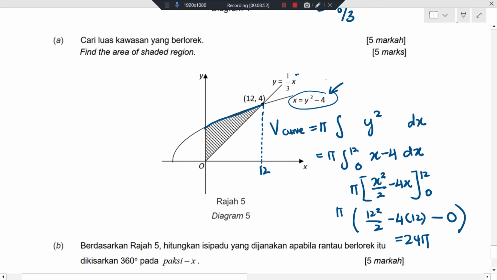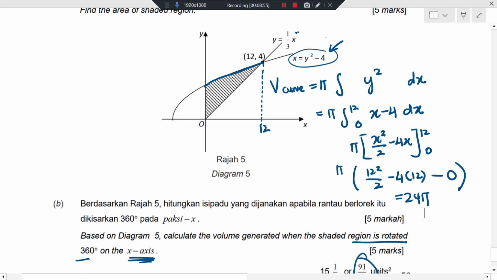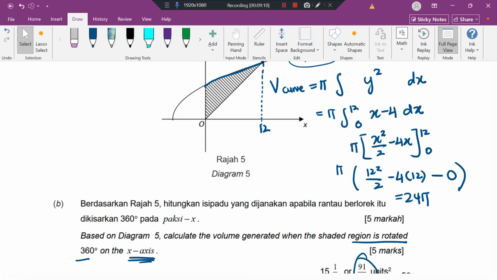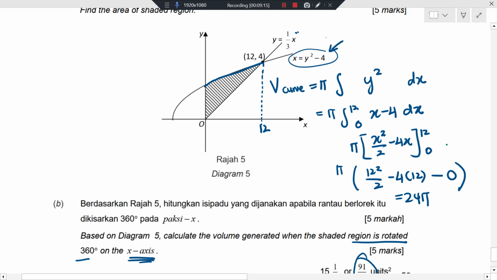Seems very odd because I should be getting more than 24 pi if the answer is 56 pi lah. Okay, I found out where is my mistake. It is here. I made a silly mistake here. Y square is equals to x plus 4. So this should be plus 4. Okay, plus, and what should be the answer? The answer is 120 pi lah.